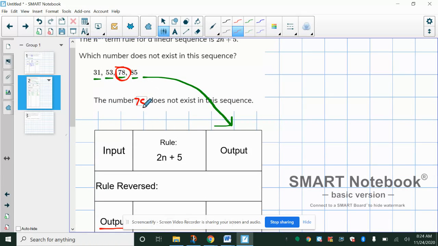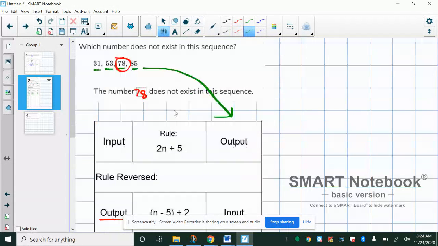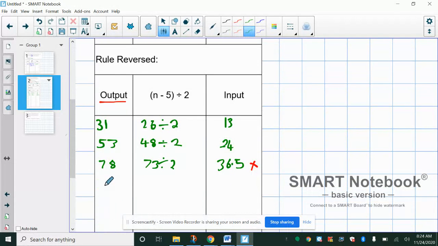Now, what I would do before I finish this particular challenge is investigate 85. I'd put 85 in. 85 subtract 5 will give me 80, and 80 divided by 2 is a pretty easy calculation. It's 40. Your handwriting would be a lot neater than mine, so yes. So the numbers 31, 53, and 85 are all legitimate inputs and outputs for this number rule. However, 78 has been identified as not being a legitimate input and output.